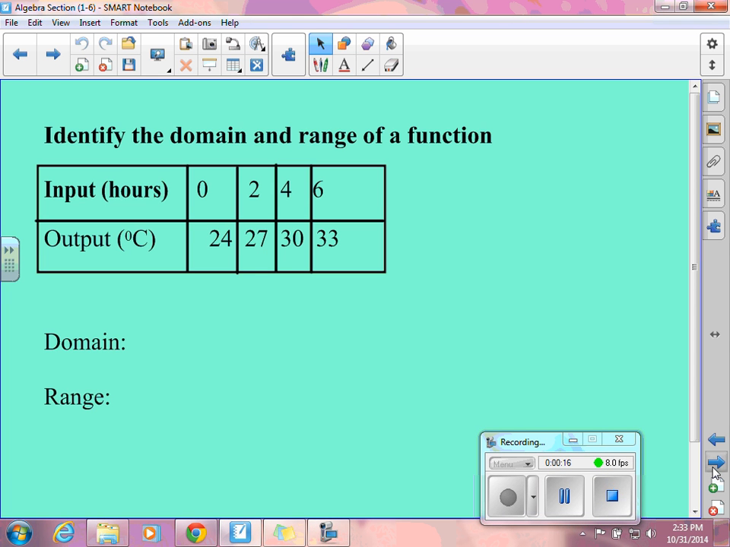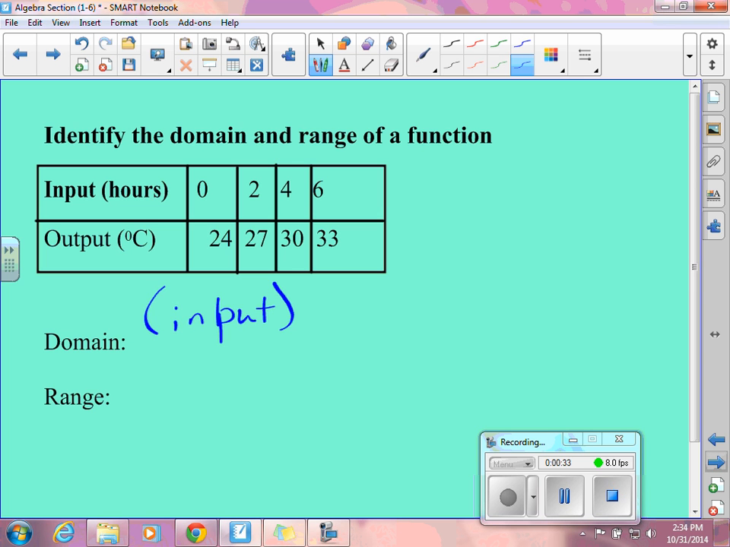The first problem that we're going to work on is going to be asked to identify the domain and range of a function. Now remember from last year, you might have covered this. The domain is the same thing as your input. So whenever they say domain, they're asking you for your input. And then what you do on these problems is you just go ahead and list the numbers that are in the input. So you'll be listing 0, 2, 4, and 6.